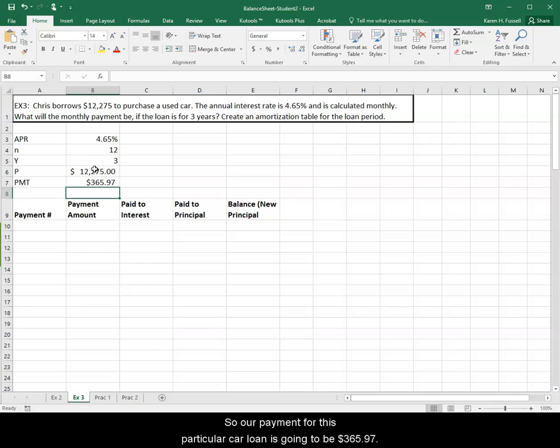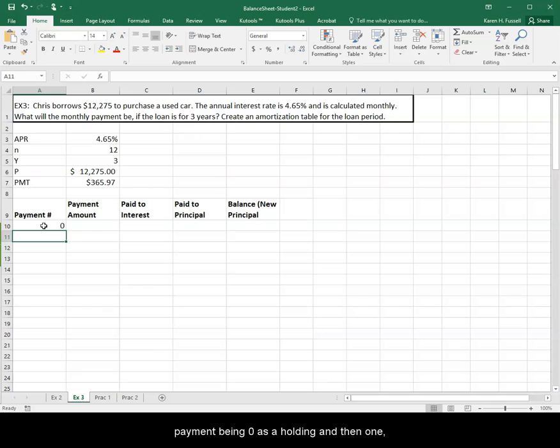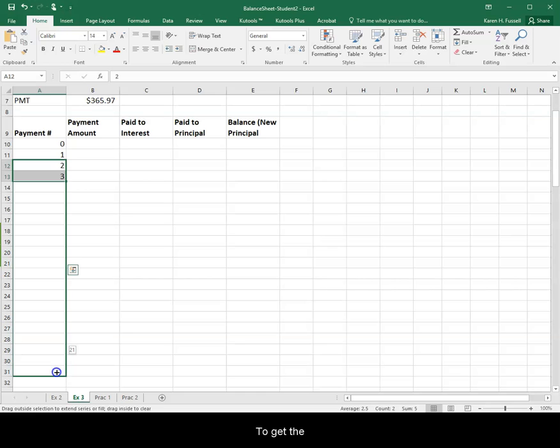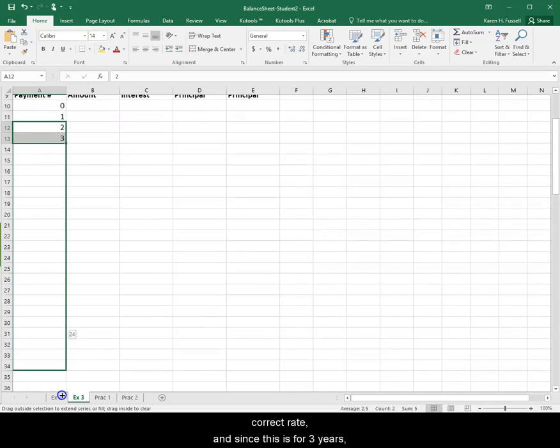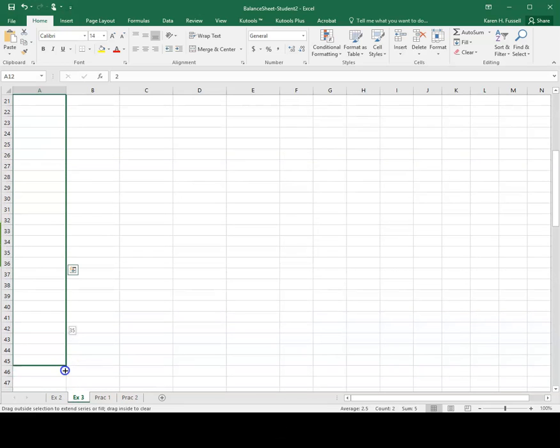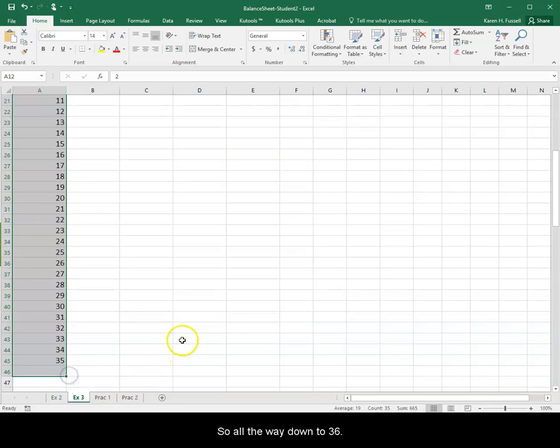So our payment for this particular car loan is going to be $365.97. Okay. Just like in example 2, I'm going to start with my first payment being 0, just as a holding, and then 1, 2, 3, and then we're going to copy down. Remember, you need to select at least 2 to get the correct rate, and since this is for 3 years, it's going to give us 36 months. So all the way down to 36.